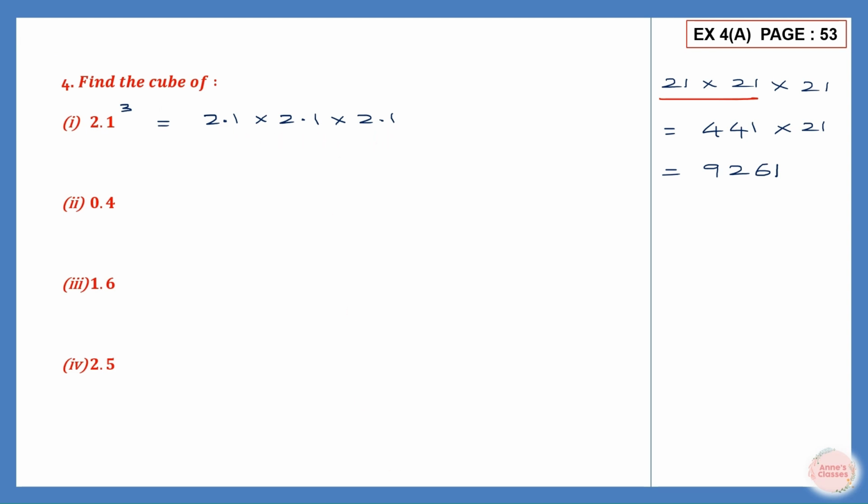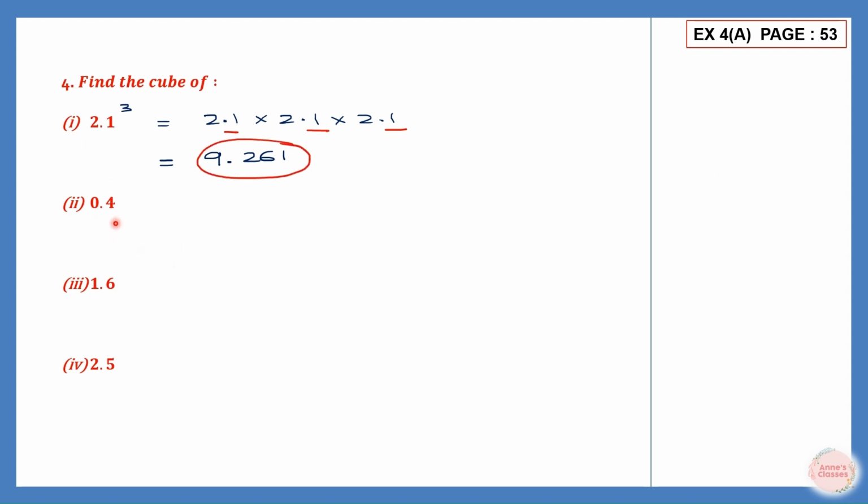Now we need to go back to the question and see how many decimal places we have. So let's count. After the point, there's one decimal place, 1, 2, 3. So after the point, there are three decimal places. That means in our answer also, we should have three decimal places. That means our point will come here. Now can you see 1, 2, 3 decimal places in this number. So what is our final answer? 9.261. This is our final answer.